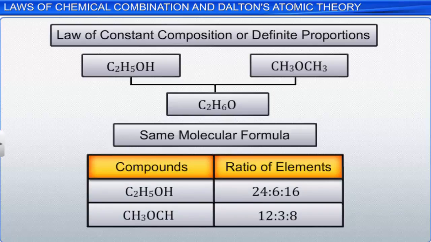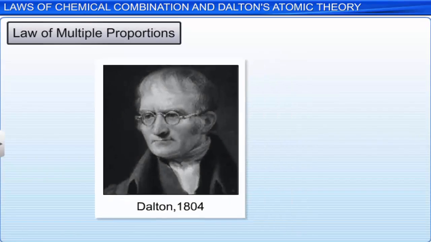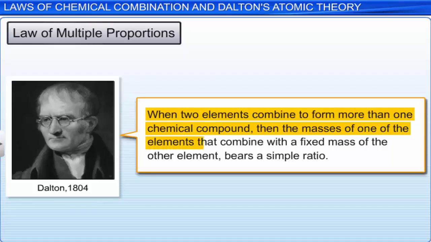In 1804, Dalton proposed the law of multiple proportions. This law states that when two elements combine to form more than one chemical compound, then the masses of one of the elements that combine with the fixed mass of the other element bears a simple ratio.